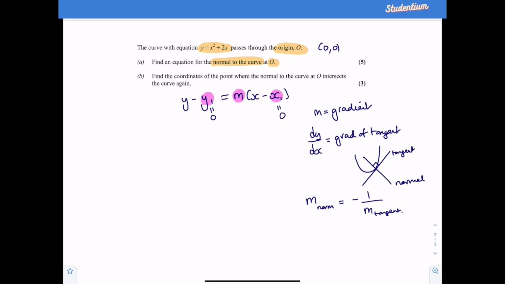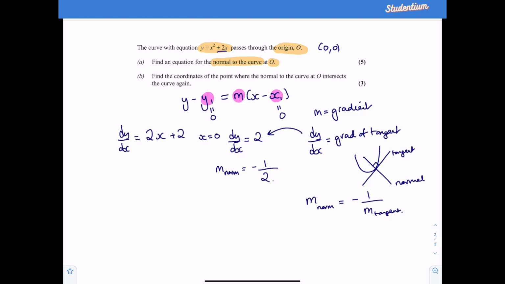So if we differentiate this, dy/dx, multiplying by the power and subtracting 1, x squared goes to 2x, and the plus 2x just goes to 2. And we're looking at the point where x equals 0. So when x equals 0, dy/dx, if we substitute that in, just leaves us with 2. Now that, like we said, is for the tangent. So the gradient of the normal is going to equal the negative reciprocal of that, so it'd be minus 1 over 2.